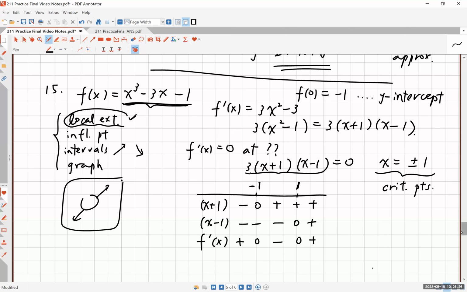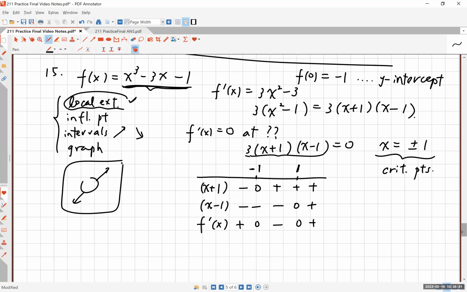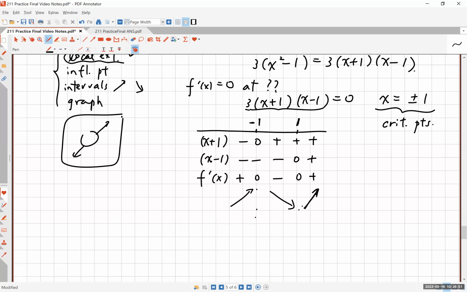Okay, this is great. I highly recommend that if you have not learned how to draw a sign chart or a sign table, you need to learn this. Because this is the best way to figure out where the function is increasing and decreasing. And you can even do a little picture. See, this is 0, this is down here, and then this is 0, and this is going to go up, right? So clearly, you can see that this is a local maximum, and there's a local minimum.